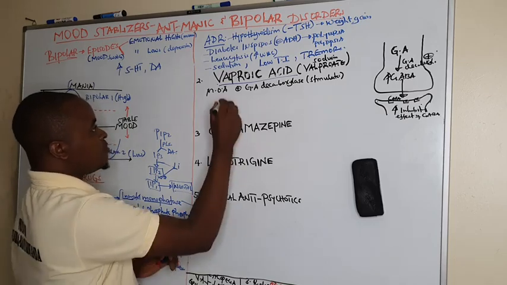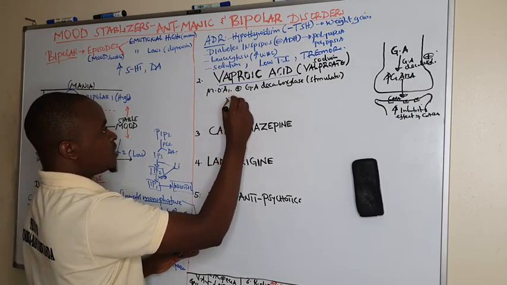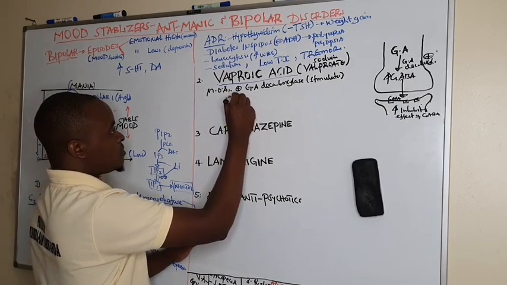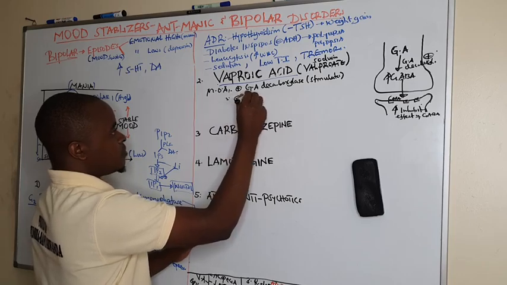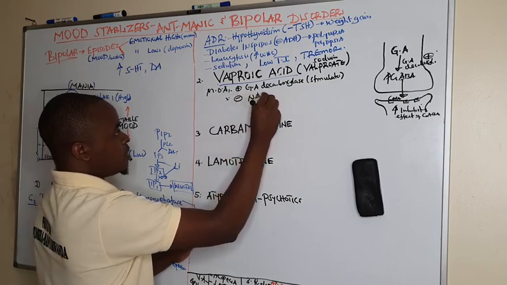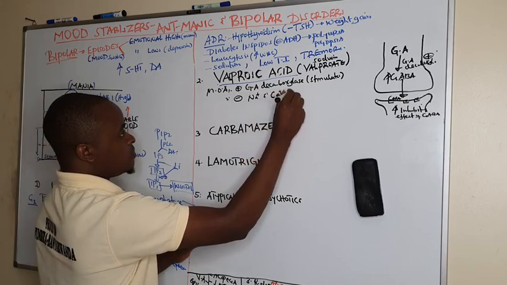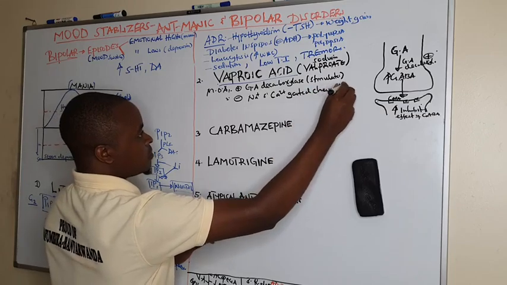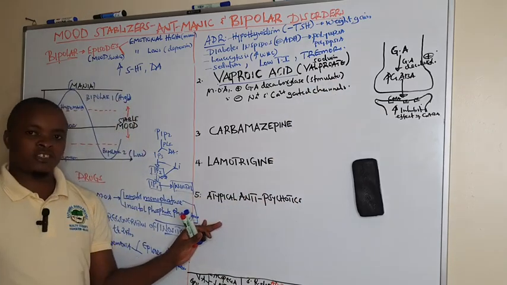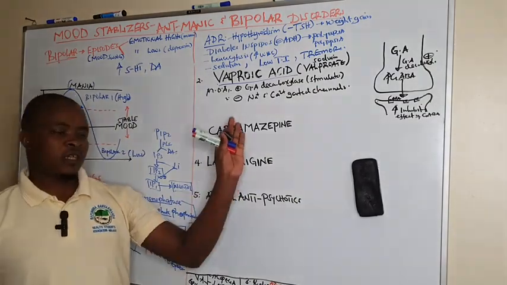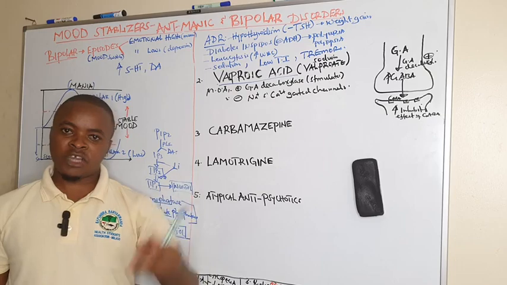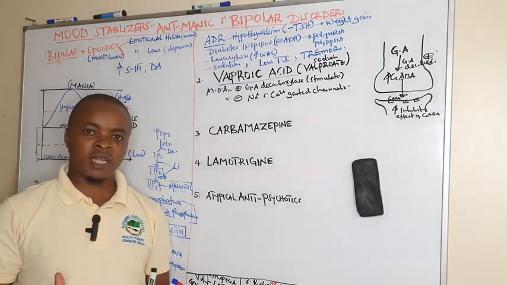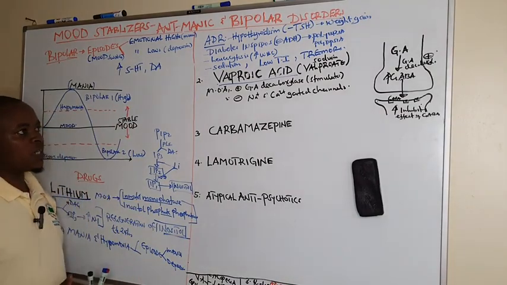And another mechanism of action, number 2, is that it also blocks or inhibits sodium and calcium voltage-gated channels, inhibiting propagation of the action potential, leading to inhibition of actions of these neurotransmitters. That is the mechanism of action of valproic acid.